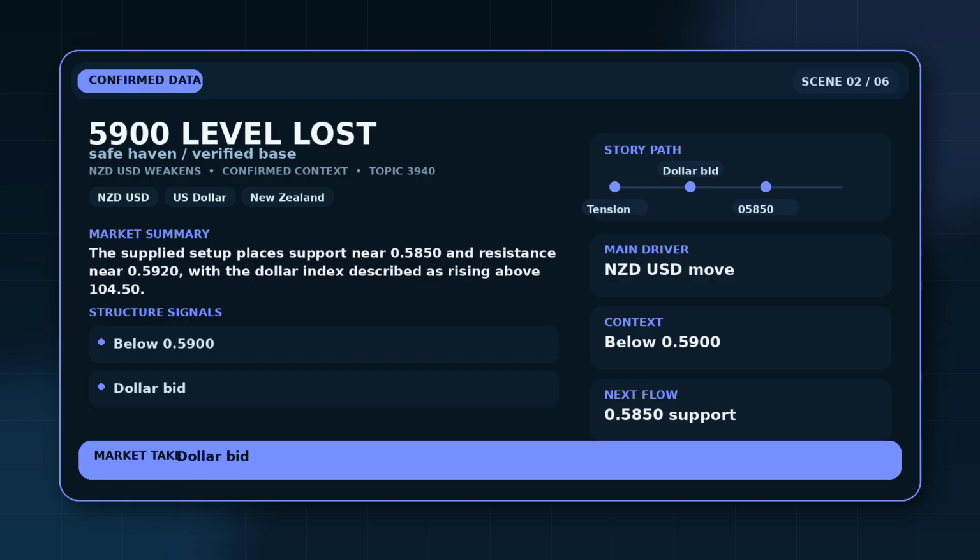That baseline matters because it gives viewers the starting facts before claims or market reactions take over. The strongest supported signal here is below 0.59, while the current status is dollar bid. Those details set the boundary for what can be safely said right now. They also stop unsupported numbers, timelines, or outcomes from slipping into the story.